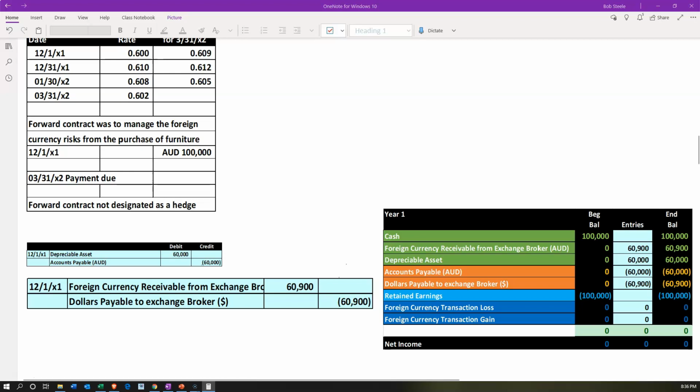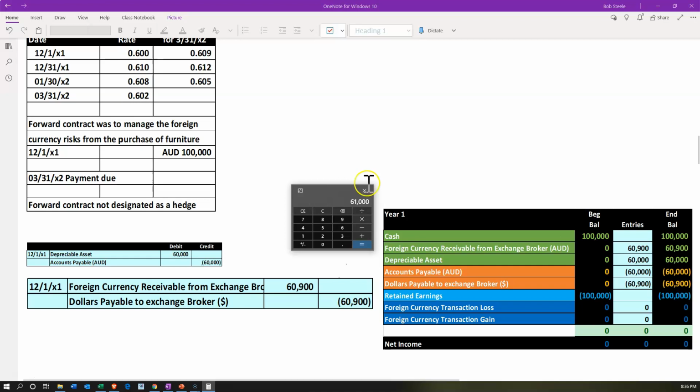So if we look at the payable, we're going to say, all right, the payable is currently on the books before our transaction at 60,000. And now we're going to use the spot rate and say on 12/31 it's 0.610. So we'll take that 100,000 times the 0.610, and that's going to be the 61,000. 61,000 minus 60,000 means we have a $1,000 difference. That $1,000 difference means the payable is going to go up, and it's going to create a loss for us.